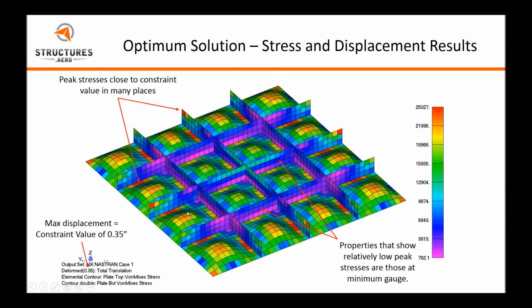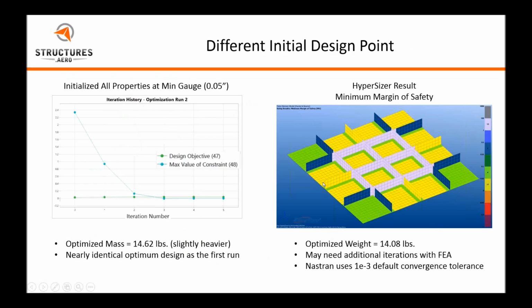And here's just showing we were at the 25 KSI and 0.35. So then what I wanted to do was to see what would happen if we initialized our design at a different design point. What if everything started at min gauge? So I started everything at min gauge, and as you can imagine, my stress constraints were violated, my deformation constraints were violated, and that's indicated here by a positive max value of constraint. But it did converge, this time in just 5 cycles, to a very similar weight of 14.6 pounds. That's a nearly identical optimum.